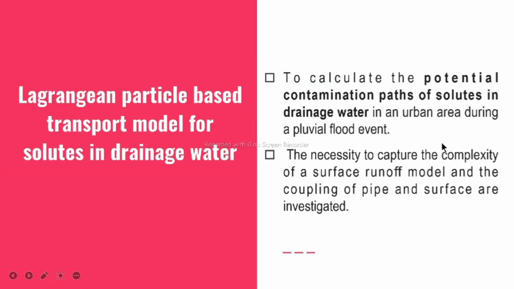The first transport model is what we call the Lagrangian particle-based transport model for solutes in drainage water. For this particular type of model, the function is to calculate the potential contamination paths of solutes in drainage water in an urban area during a pluvial flood event. So it refers to the solutes that are present in the drainage water, especially during a pluvial flood event. And of course, the necessity to capture the complexity of a surface runoff model and the coupling of pipe and surface are investigated.